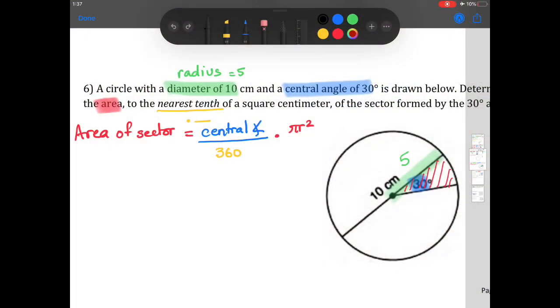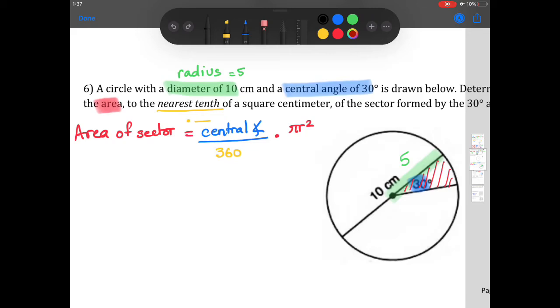Number 6. So again here, the diameter of the circle is given. Diameter is 10, so the radius is going to be what? 5. And a central angle of 30 degrees is given, right? It says determine the area. This is very similar to number 3 that we did. But it's telling us to round it to the nearest tenth. 10 has how many zeros? 1, 0. So you're going to round to the nearest tenth, okay? And of the sector formed by the 30-degree angle.